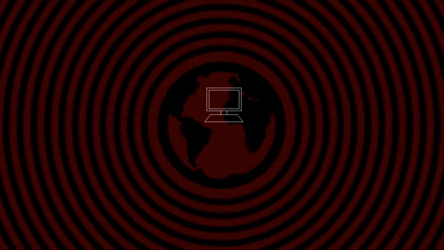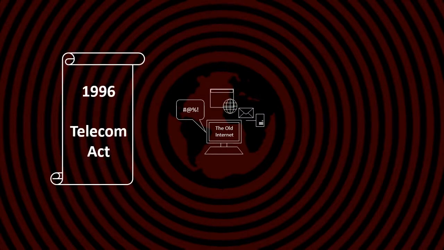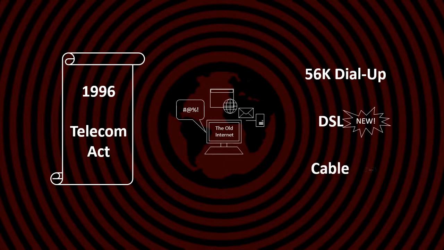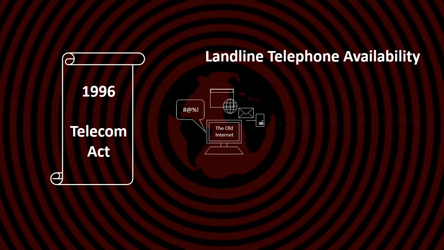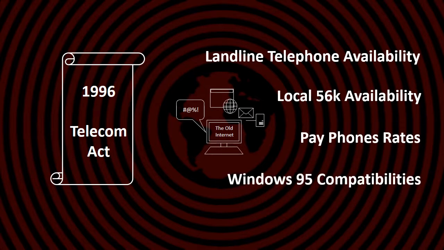In the days of the old internet, a single piece of legislation was created to serve as guidelines and regulation over the entire telecom industry. The 1996 Telecom Act made few mentions of the internet and only specifically regulated one aspect of it, which was 56K dial-up availability. No regulations at all were imposed on any of the other internet-related technologies, including the latest DSL and cable broadband technologies. The major regulations dealt with payphones and landline-based telephone, with brief mentions of Windows 95 compatibility and local phone numbers for dial-up access.